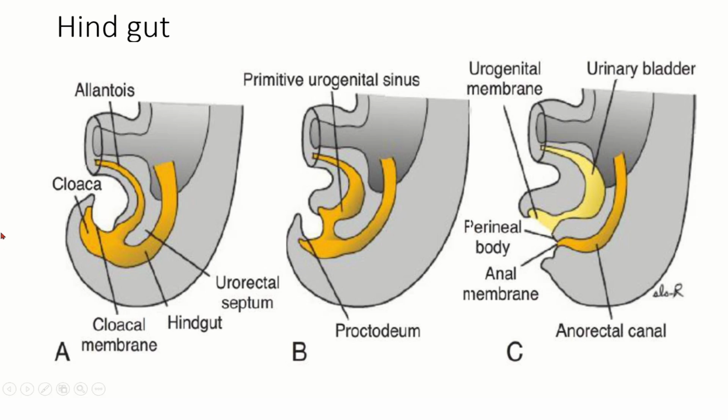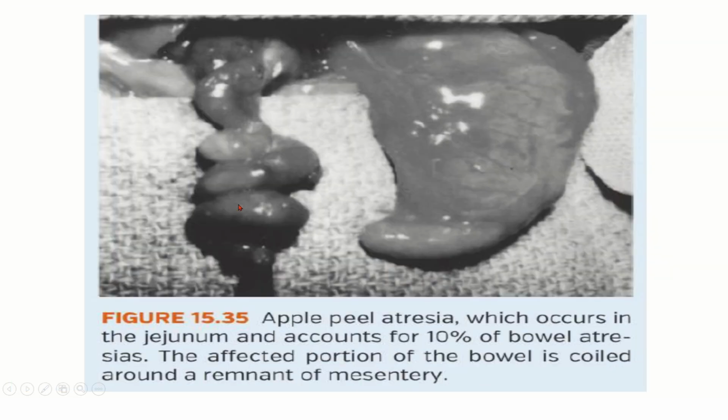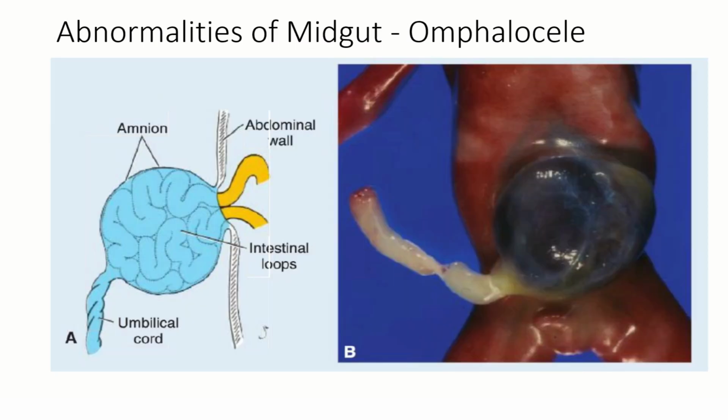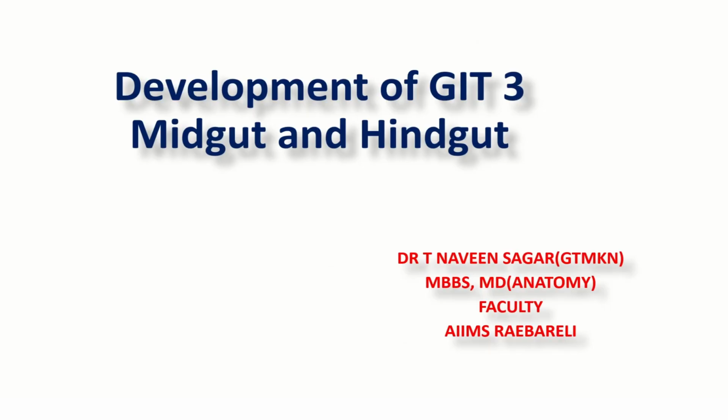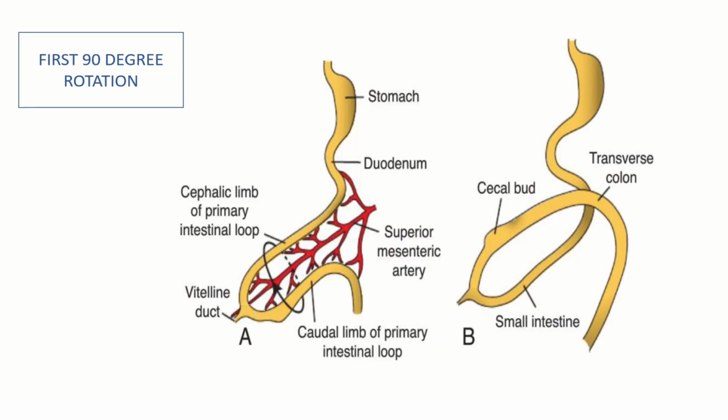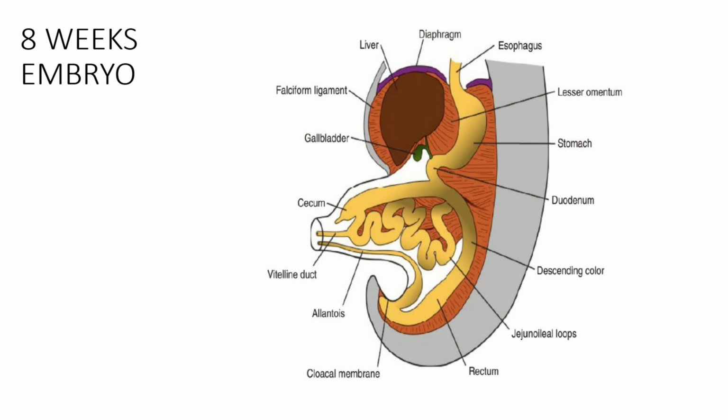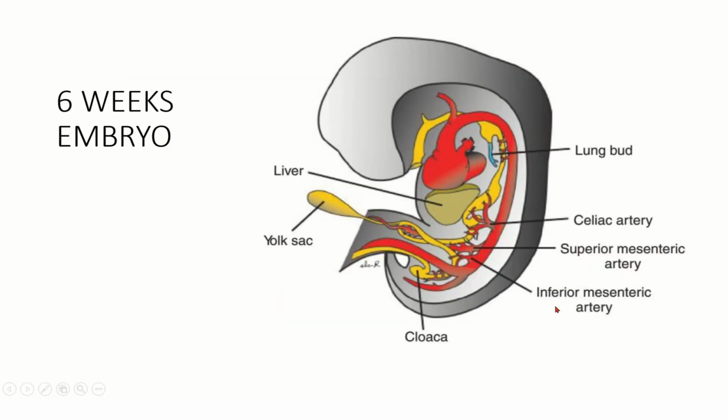So here you can see the allantois, and here you can see the urorectal septum. Attachment of the allantois divides the hindgut into pre-allantoic part and post-allantoic part. The post-allantoic part of the hindgut is called the cloaca.